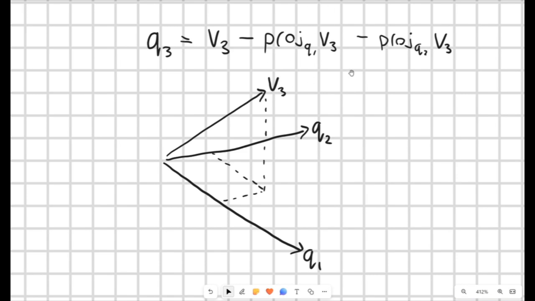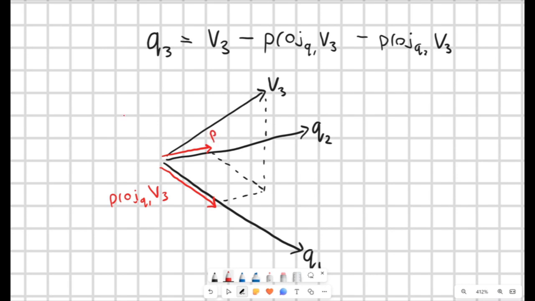So we're going to look at these two terms. First of all, we're going to consider the projection onto q1 of v3. So the component of v3 that lies along this axis is this vector here that I'm going to draw in red. So that is the projection onto q1 of v3. Then we look at our second term. That's the projection onto q2 of v3, so the component of v3 that lies along this axis. So I'm going to draw that here.